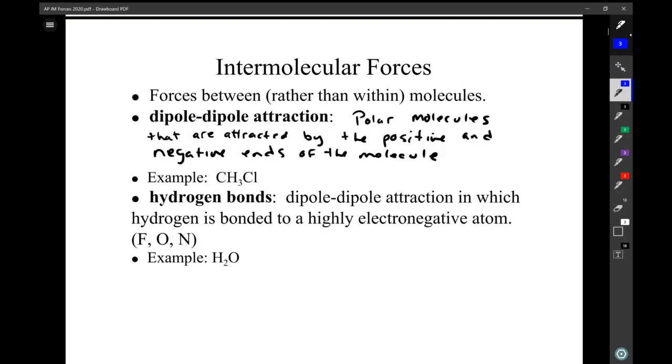Another intermolecular force is a hydrogen bond. A hydrogen bond is a dipole-dipole attraction, just like above, but it's more specific. It's a dipole-dipole attraction where you have a hydrogen as one of the atoms, and it has to be bonded to a highly electronegative atom. The main three highly electronegative atoms we have for hydrogen bonds are fluorine, oxygen, and nitrogen. One example of that is water, H2O. H2O bonds via hydrogen bonding.